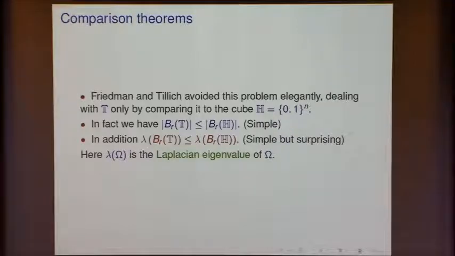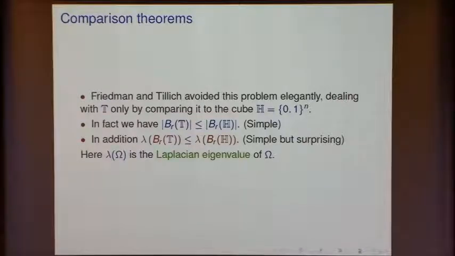So the Laplacian eigenvalue, or the Dirichlet eigenvalue, of this ball in the torus is at most this in the cube. So what does it mean? A Laplacian eigenvalue of a subset is the minimal Rayleigh ratio of the Laplacian, which is the usual graph Laplacian, for functions supported in the subset. Okay, so I'm taking functions supported only in the subset.